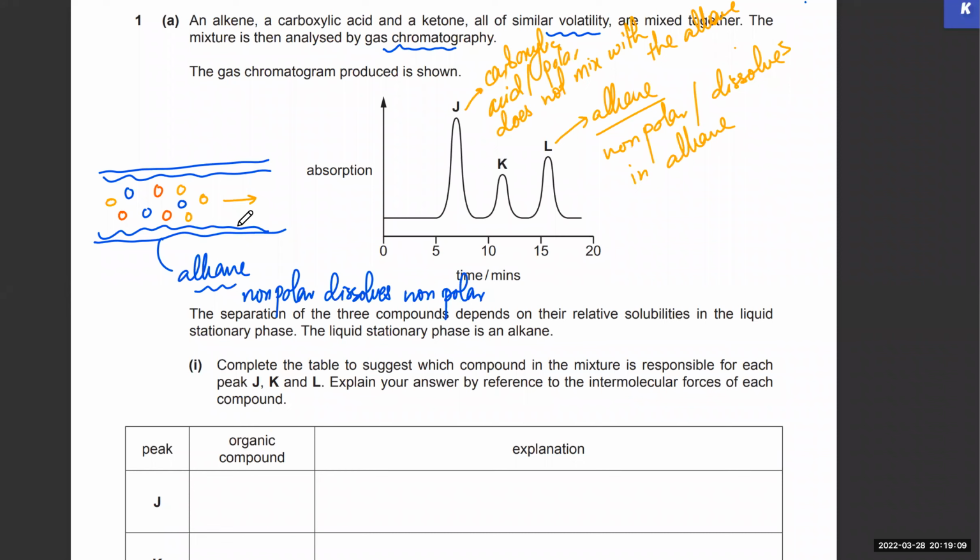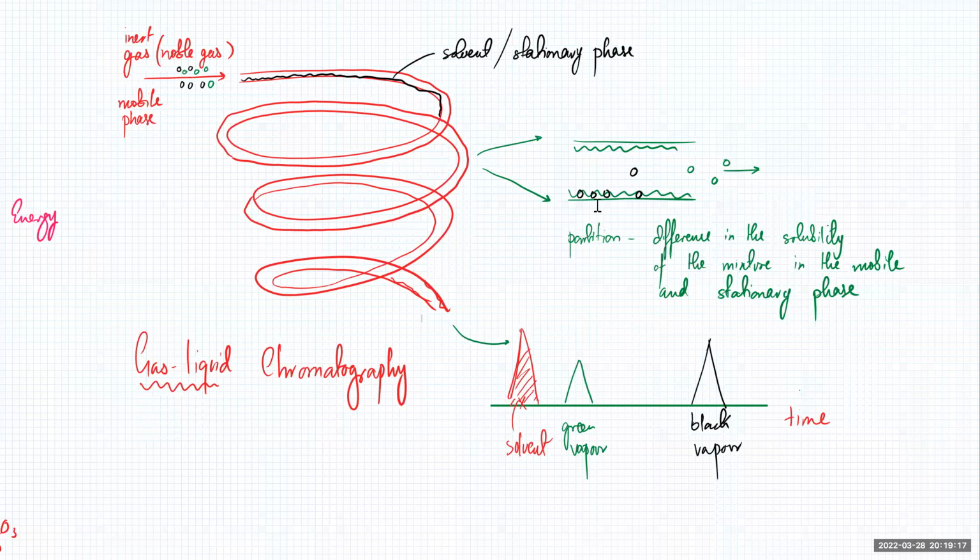No, I said L is taking the longest time. So why is it taking the longest time? Because it's constantly dissolving in the stationary phase. Is that idea clear?